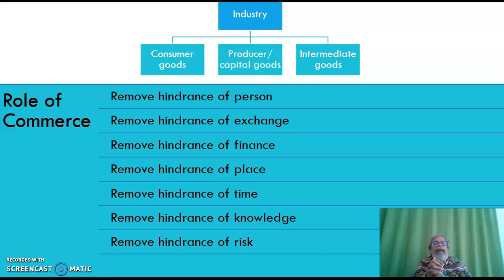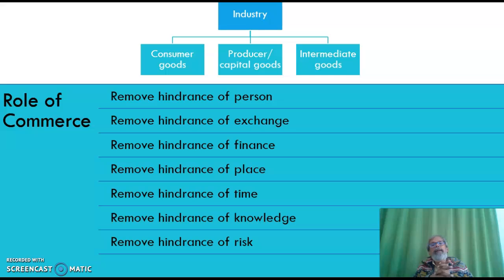Individuals are purchasing the product from the retail or the wholesale. The individuals are purchasing that particular product, as well as the producer or the capital goods. Producer or capital goods are those goods which are used for further production. Here the product is made for the purpose of the final product.